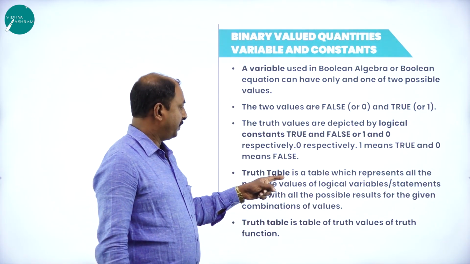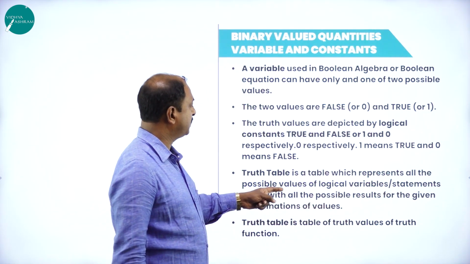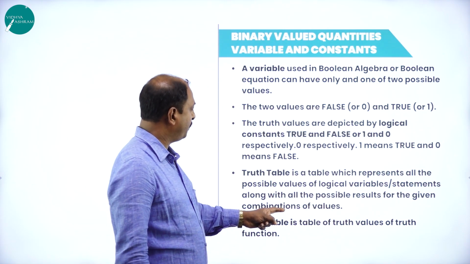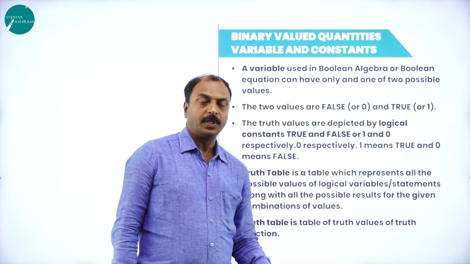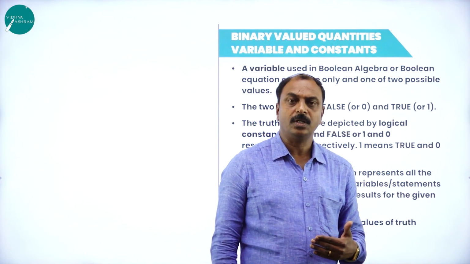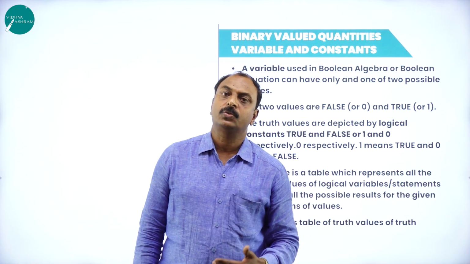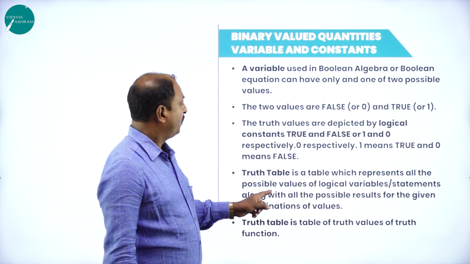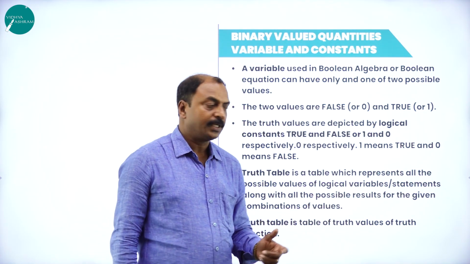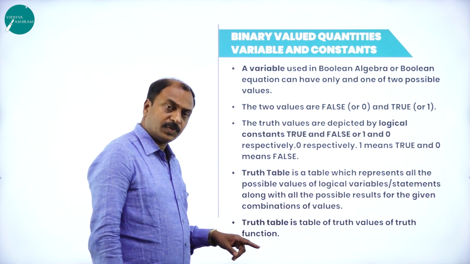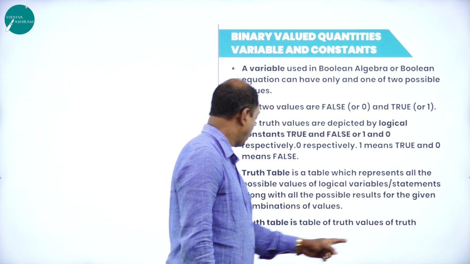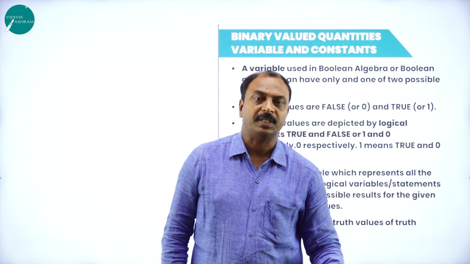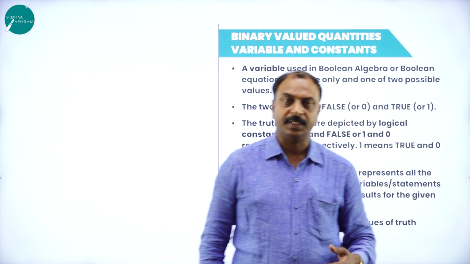Next, truth table. A truth table is a table which represents all the possible values of logical variables or statements, along with all the possible results for the given combinations of values. Now we know what truth values are: 0 and 1 are called truth values. These are the values stored or used by Boolean variables. So all the possible values of the given equation, we store in the form of a table, that is nothing but a truth table. In other words, we can say a truth table is a table of truth values of a truth function. For any Boolean function, we can represent all the possible results along with different combinations in the form of a table, that is a truth table.